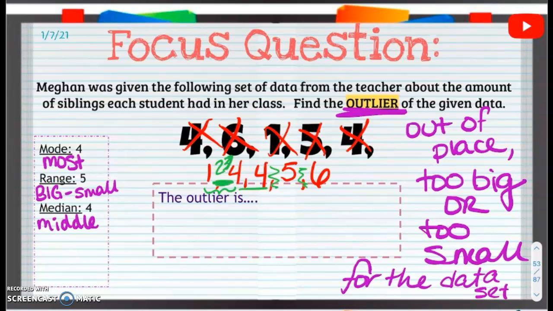So for example, we have 1, 2, 3, 4, 5, 6. So we have a data point here, none there, none there. We have 2 data points here, 1 here and 1 here. So do you see how all of our points kind of are over here in this area? This one's kind of the outlier. It's an outcast. It's too small for our data set.